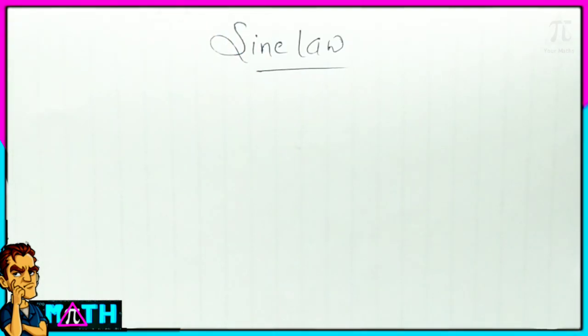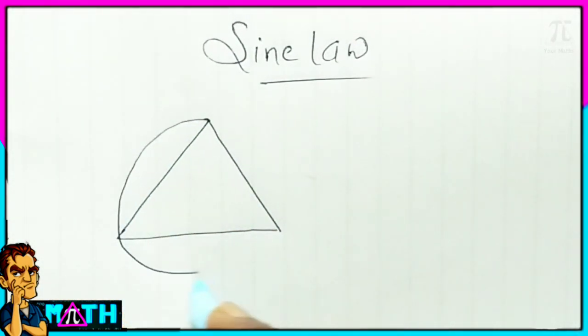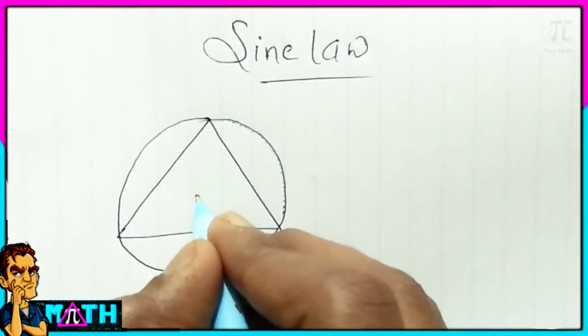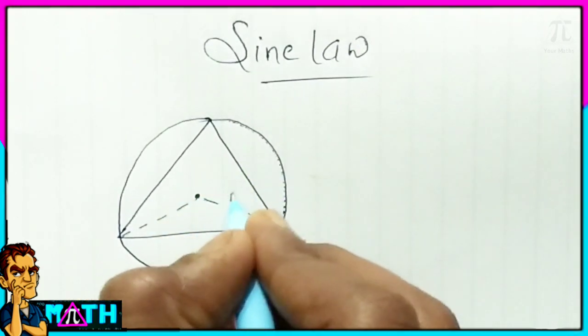Today we are going to prove the sine law, so let's go. Now let me draw a triangle, as this is a law for triangles. So this is a circle, and this is the circumcenter, and this is the circumradius. You can say it's a radius as well.